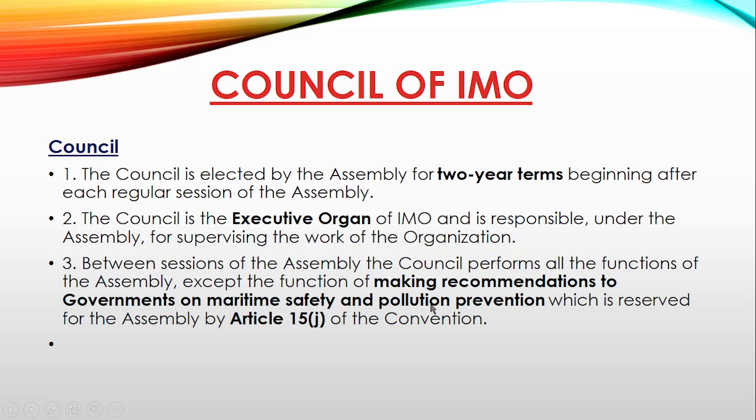It has only been made by the assembly. So what happens in the examination is that sometimes they ask what is the function or the motto of the council, or what is the council. So you say that the council is an executive organ, elected for a 2-year term, but you also have to say this: as per Article 15J, they have withheld the power from the council to make any recommendation to the government on maritime safety and pollution prevention.